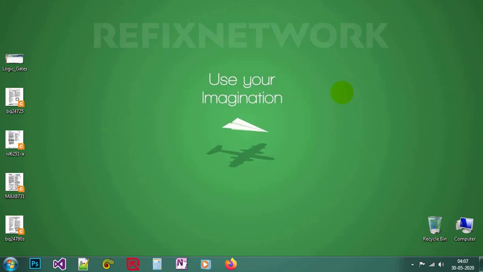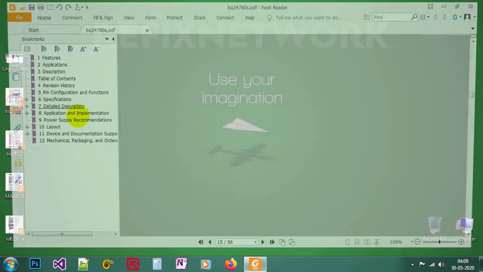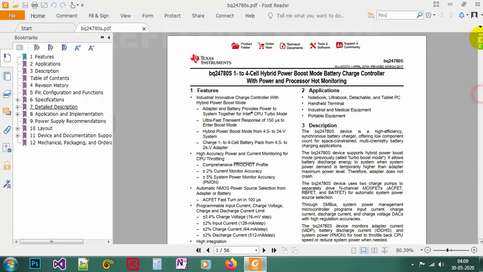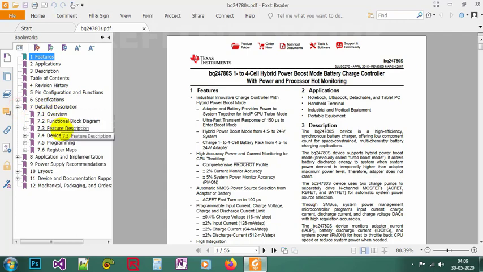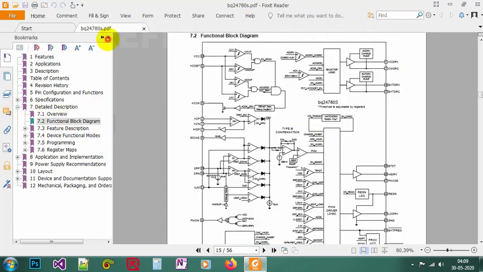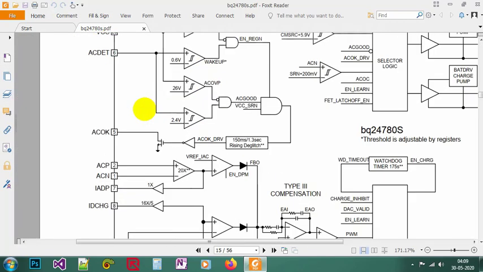Today we're gonna learn how to understand the functional block diagram of a charging IC. Let me start from this one. This is your BQ247880S. Let me go directly to the functional block diagram. Here you go.